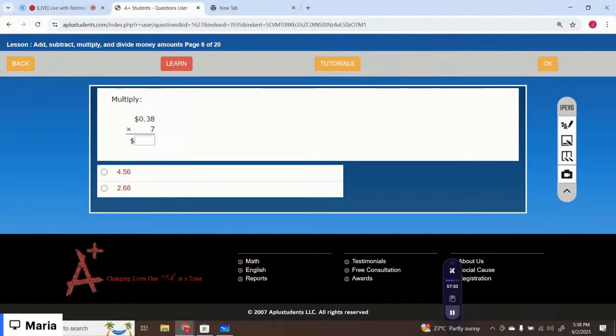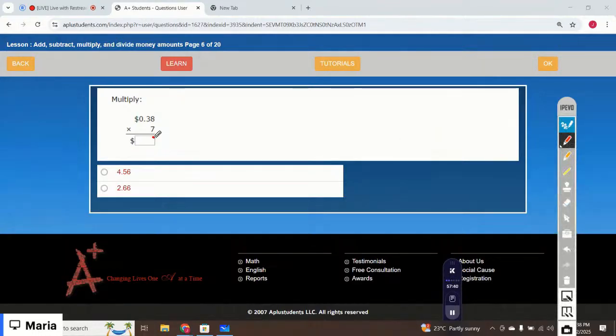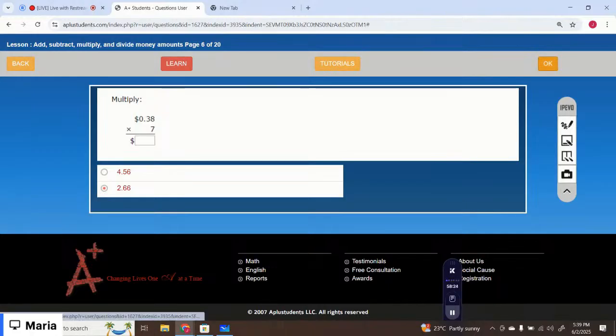0.38 times 7, so which is the correct option? Let's just multiply. 7 times 8 is 56, right? 6 and carry 5. 7 times 3 is 21 and 5, 26. So that is 2.66. The correct option is 2.66. Option number two is the correct option.